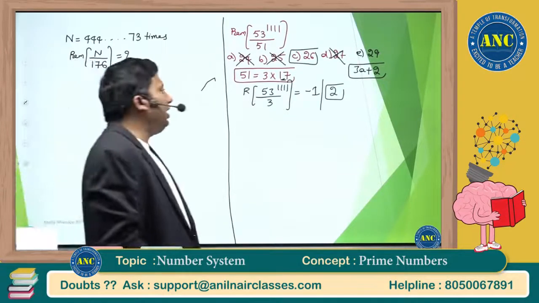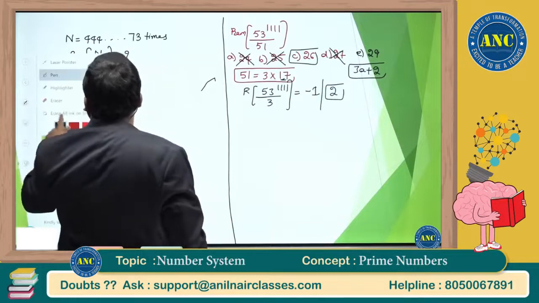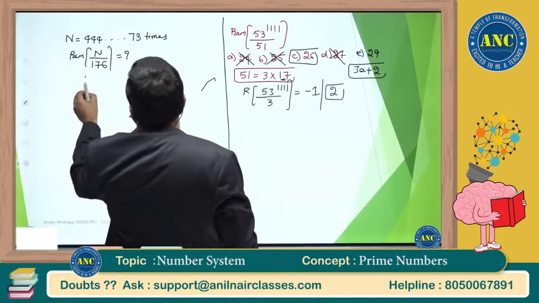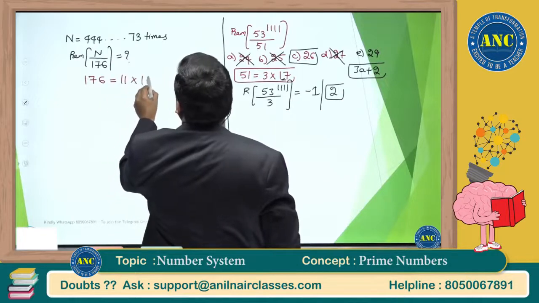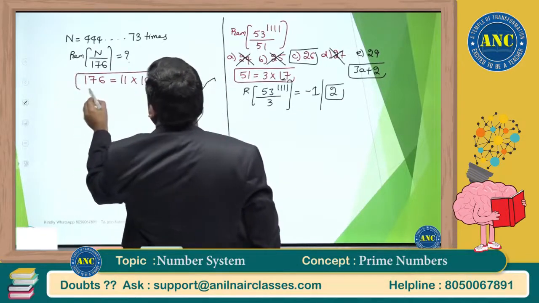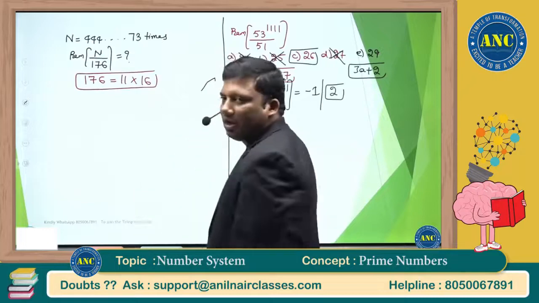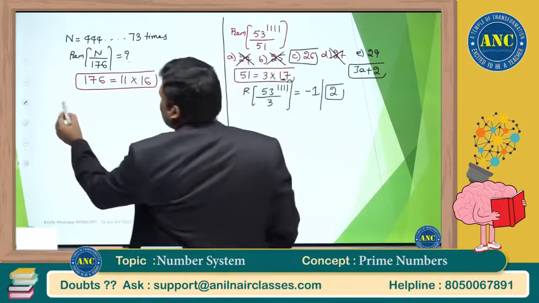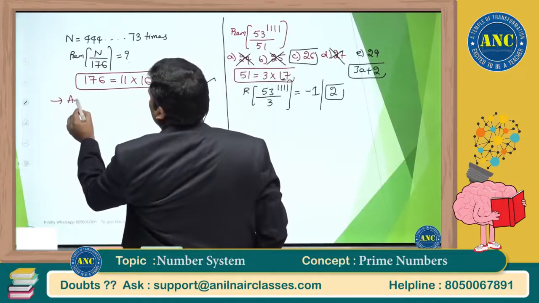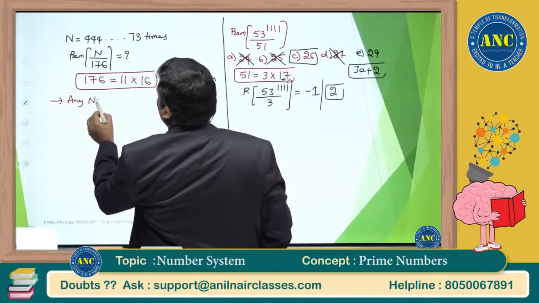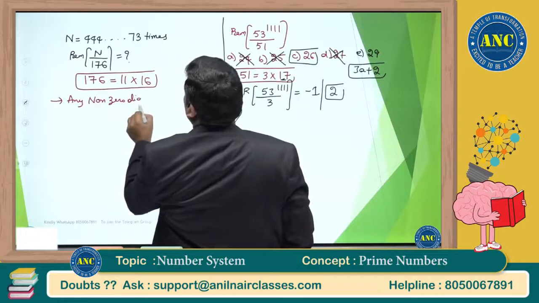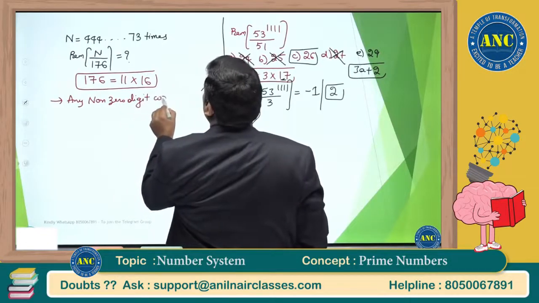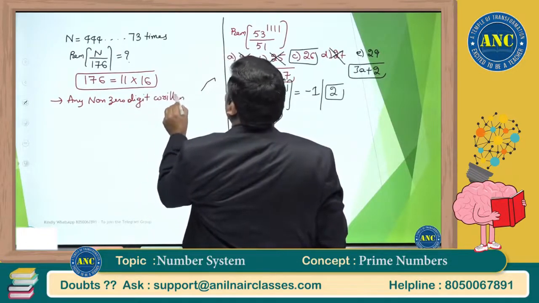Remainder when n is divided by 176. 176 is a composite number which can be written as 11 into 16. What is the same concept for the divisibility rule for 7, 11 and 13? Any non-zero digit written in groups of 6.